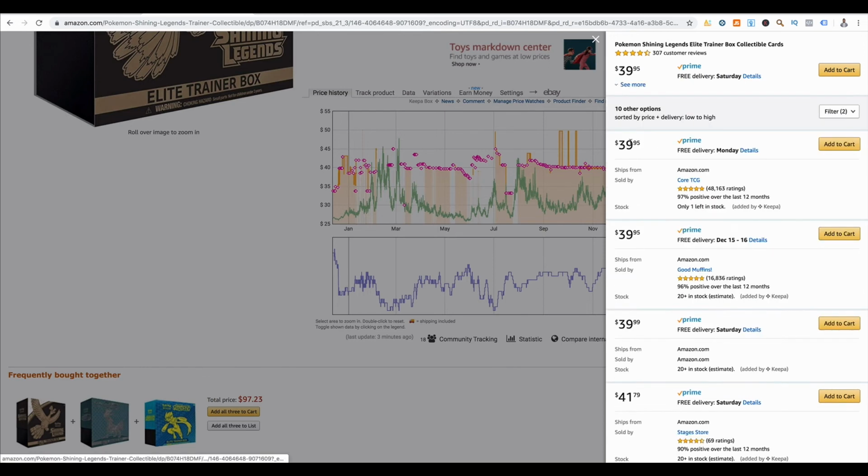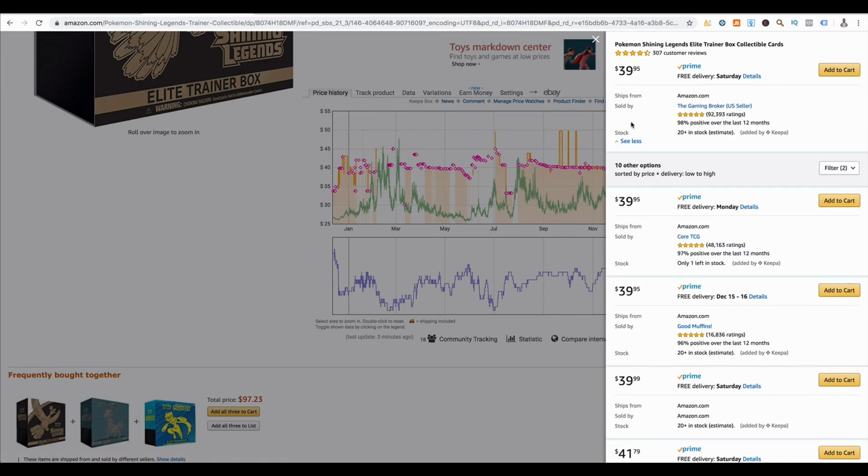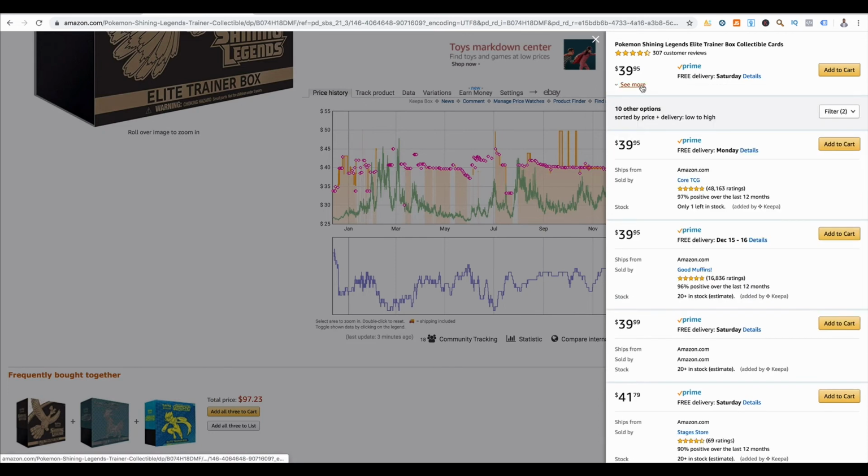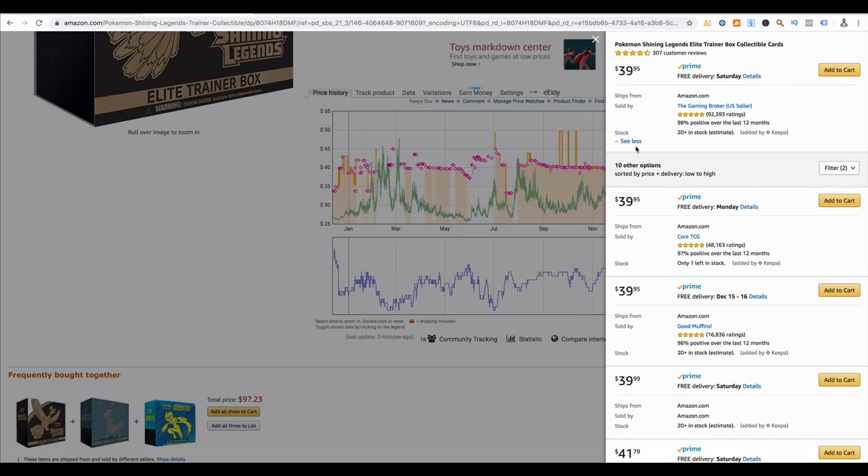Make sure that you're clicking see more right here. This seller right here is the one winning the buy box as of right now. But you want to make sure you click see more, because sometimes they're not going to pop up right here. Sometimes they do, sometimes they don't. So you want to make sure you click that, because that could be an additional competitor if they're in the buy box.